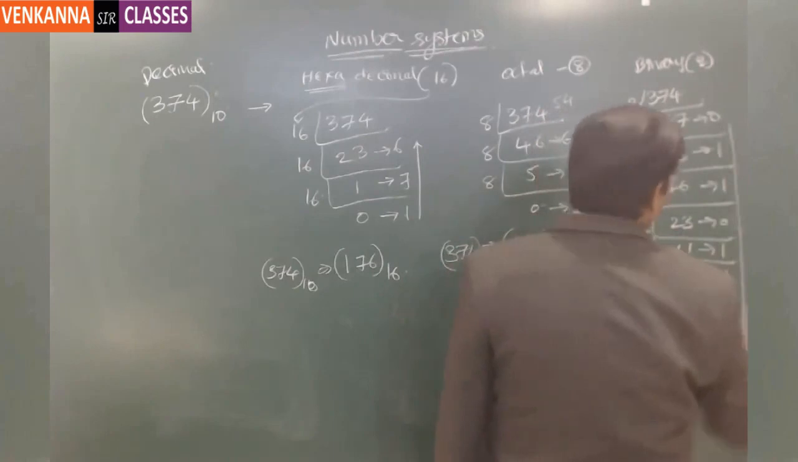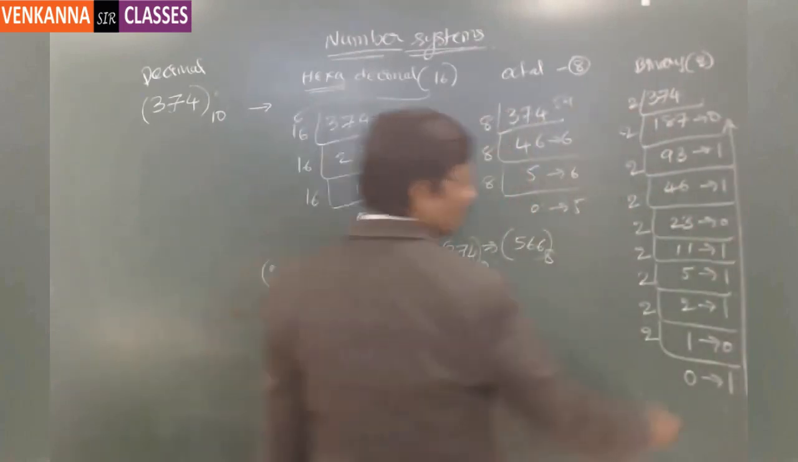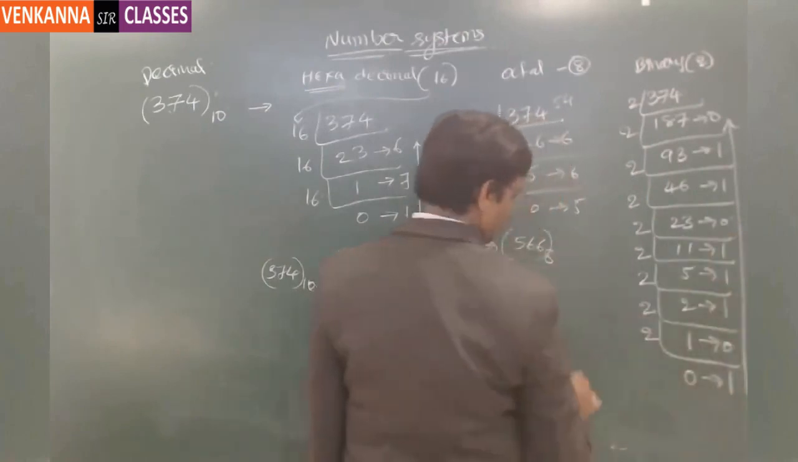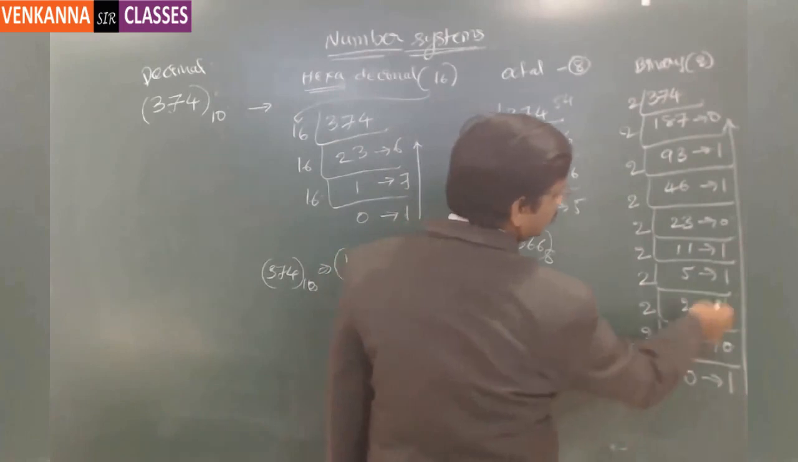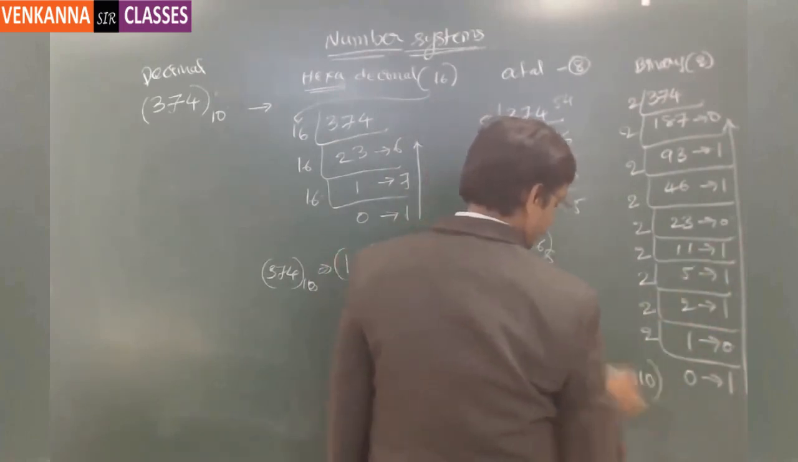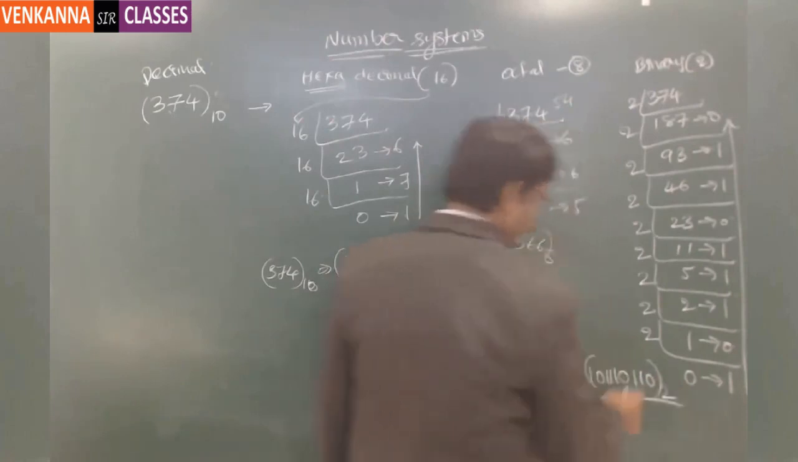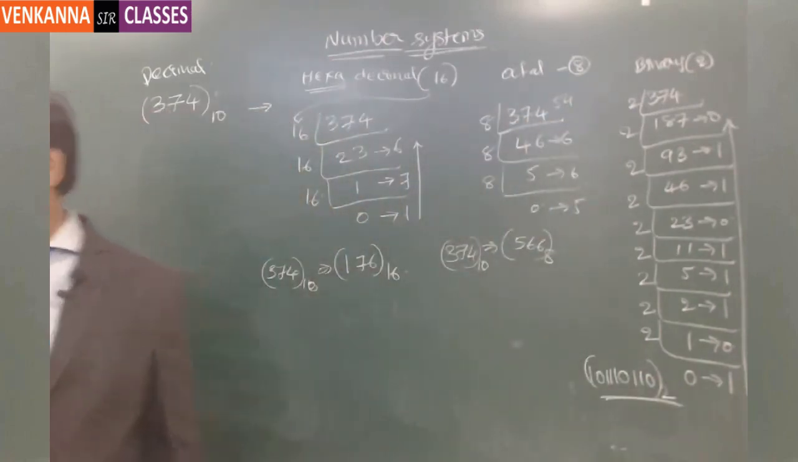Now you can write from bottom to top. So if you write this from bottom to top, 101110110. So this is base 2. Got it? Understood or not?